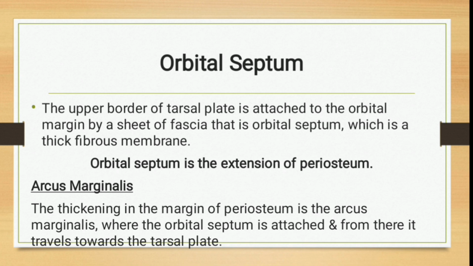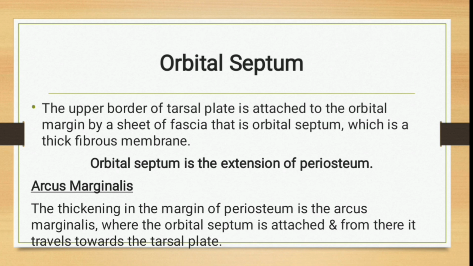And the tarsal plate is attached to this bone membrane, which is basically the orbital septum, and in simple words, is the extension of the periosteum. So the arcus marginalis is basically the thickening of the margin of the periosteum, where the orbital septum is attached. From there it travels towards the tarsal plate.